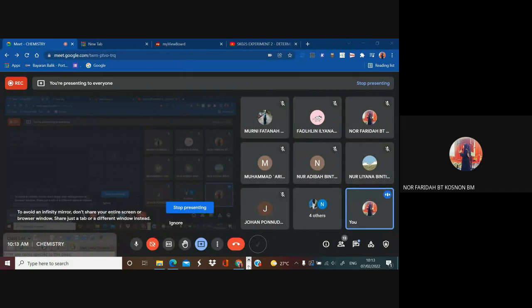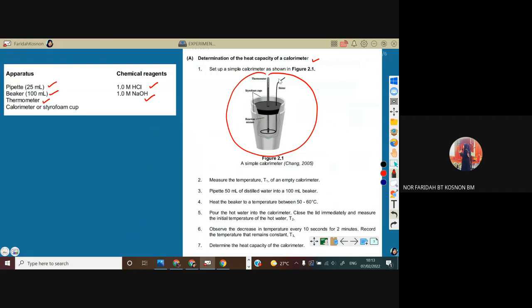Okay. Alright. So now, you have to determine. Sebab kita will use the same calorimeter for both part A and part B. We will use the same calorimeter. So each calorimeter has their own tendency to absorb heat. Alright, so kita kena kira dahulu dia punya heat capacity of a calorimeter. So that's why we are going to do part A first.